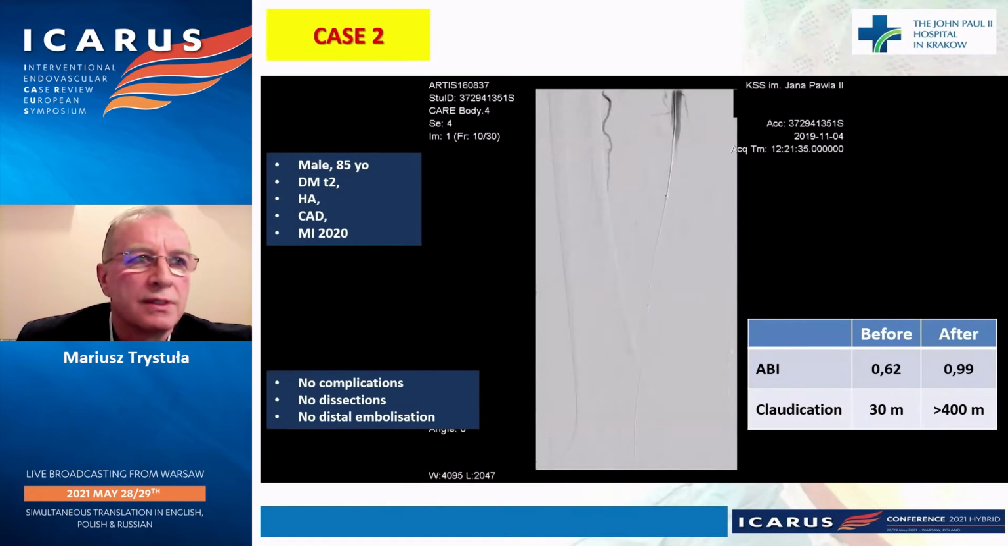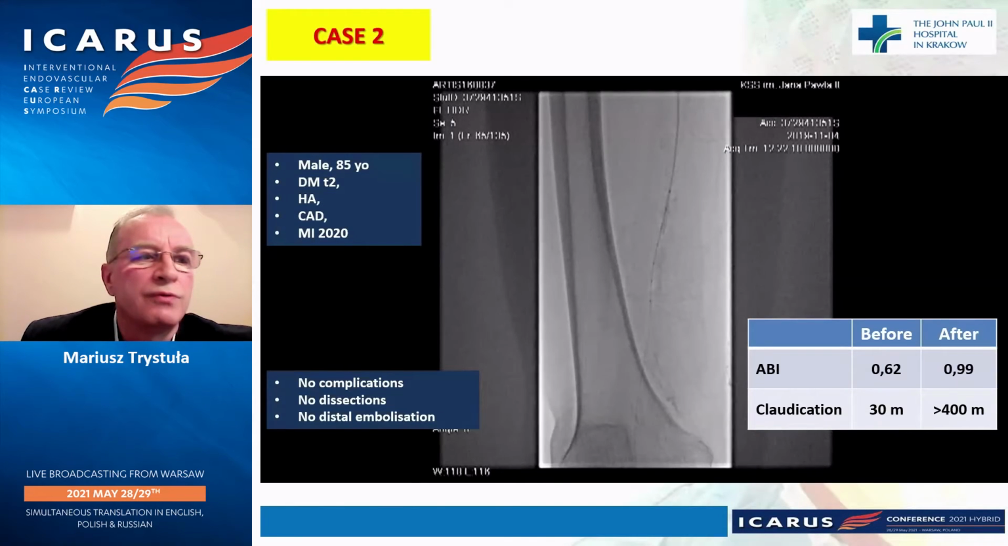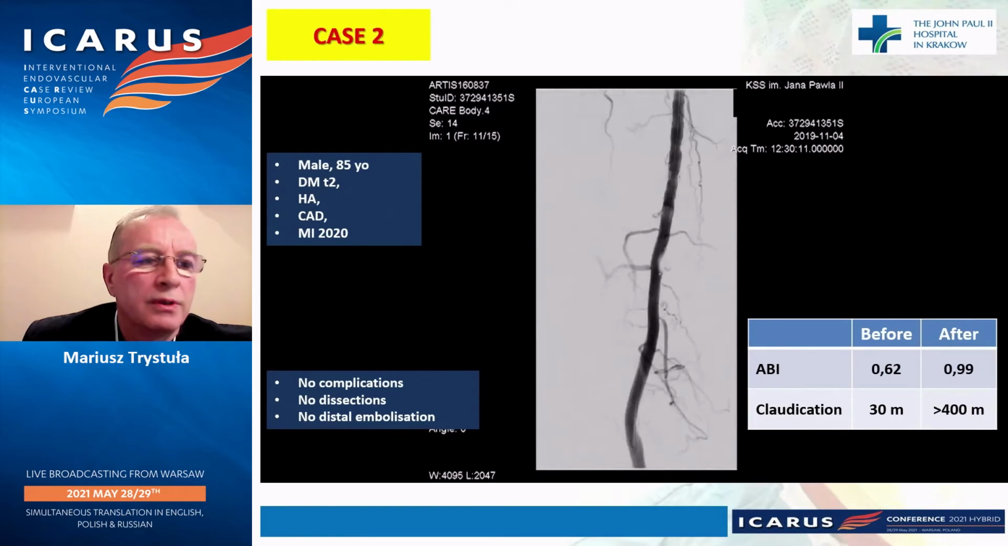The next one is case number 2: male, 85 years old, diabetes, hypertension, coronary artery disease, myocardial infarction 2020, heavy calcification with almost complete occlusion of distal SFA with very well extended collaterals. We used a 5 millimeter IVL catheter, ABI before 0.62, after IVL 0.99, extending the distance of claudication from 30 meters to 400 meters. No complications, no dissections.